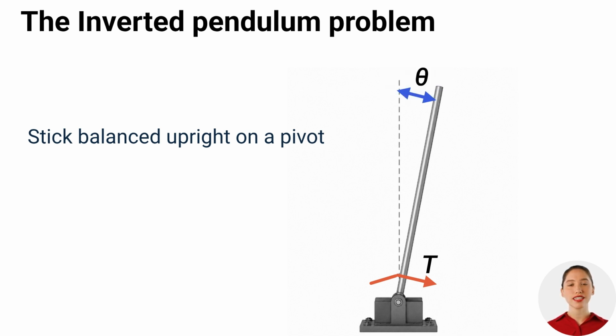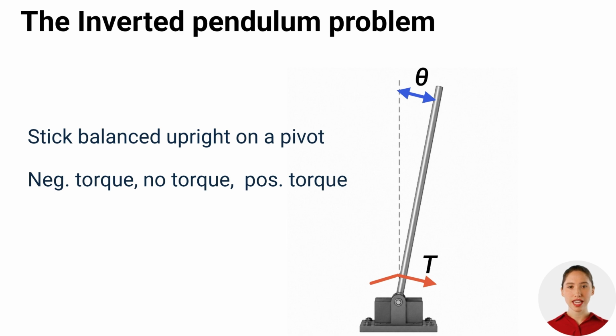The agent can't directly set the angle. Instead, it controls the system by applying torque at the base. In this setup, the agent has 3 possible actions: apply negative torque, apply no torque, or apply positive torque. Each action pushes the pendulum in a different direction. The challenge is to choose the right action at the right time to counteract gravity and keep the system stable.